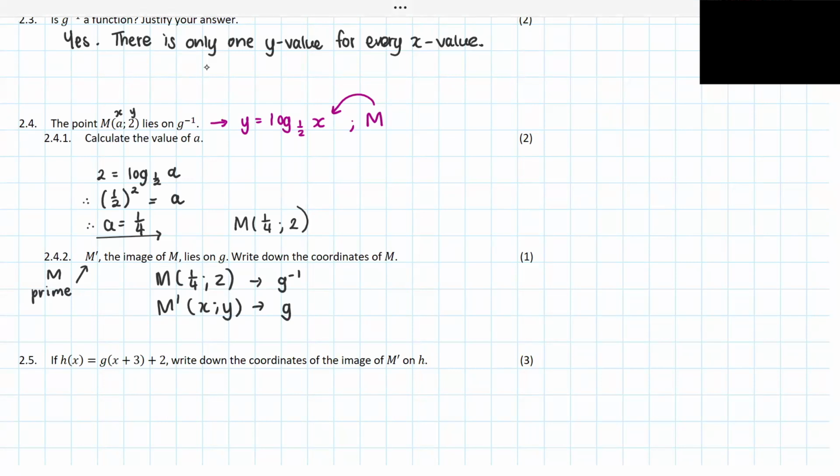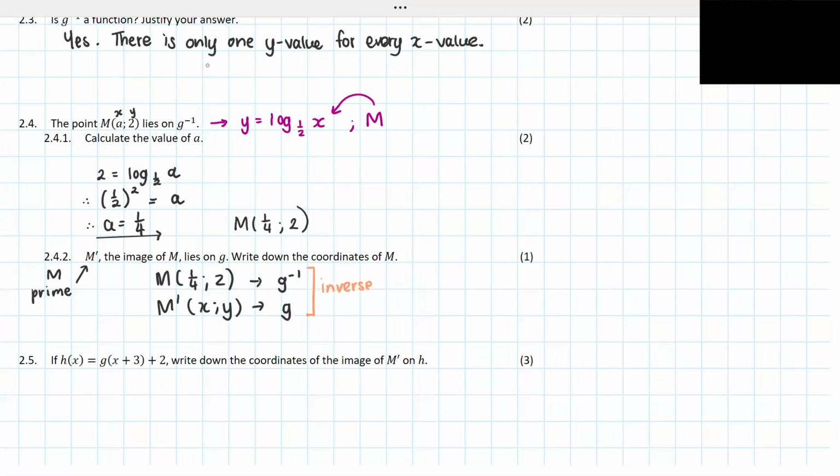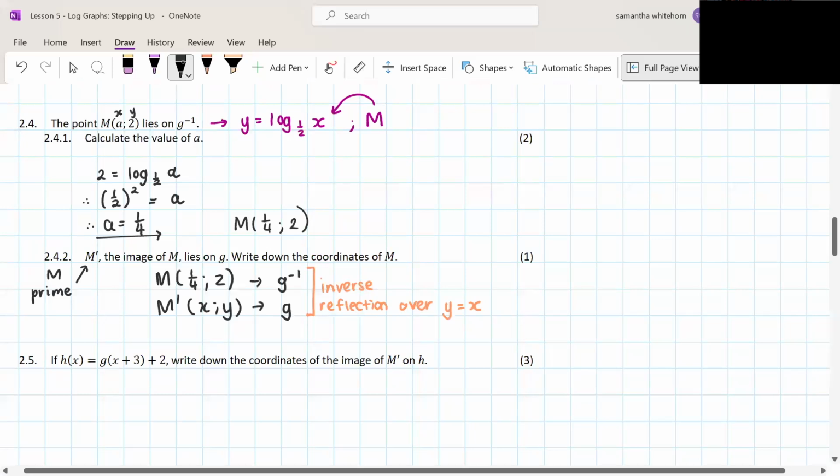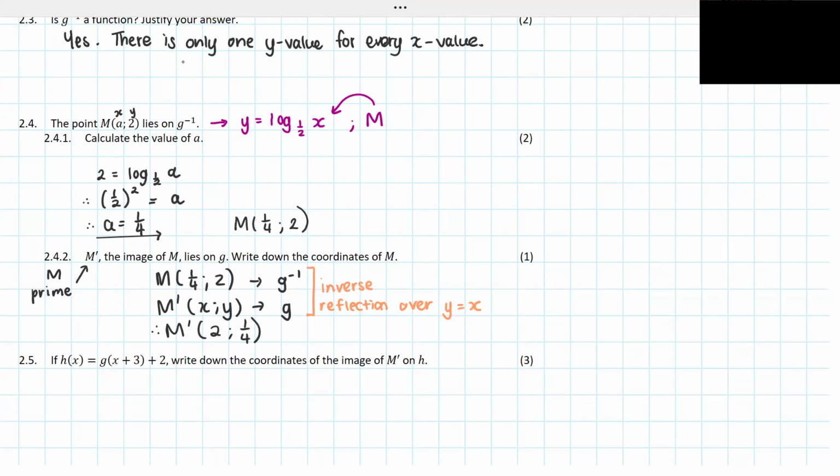So if we go back to the relationship between the inverse and G, remember, because it is the inverse, it is the reflection over the line y equals x. And because it's a reflection about the line y equals x, we've got that swap. So all we need to do to find M prime is swap M's coordinates to give us (2; a quarter). And that will give us our image.